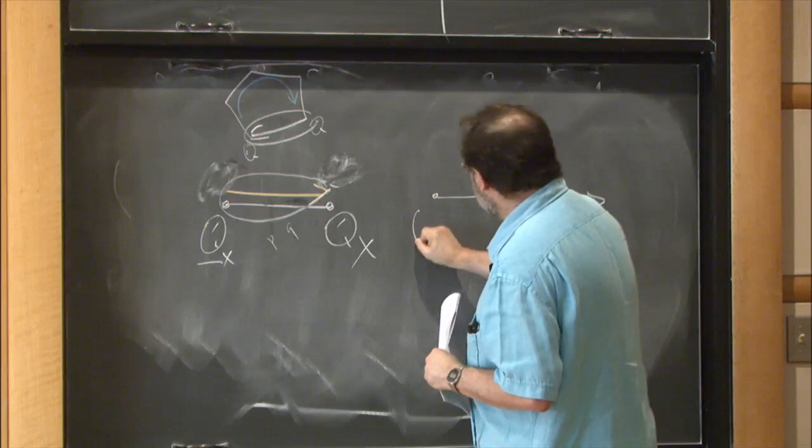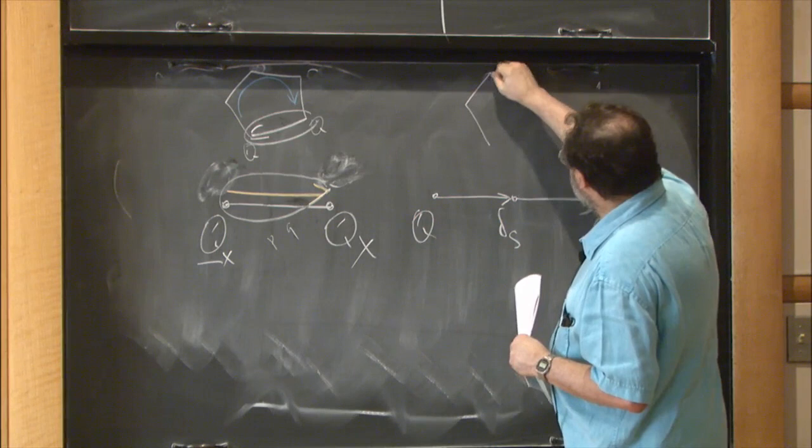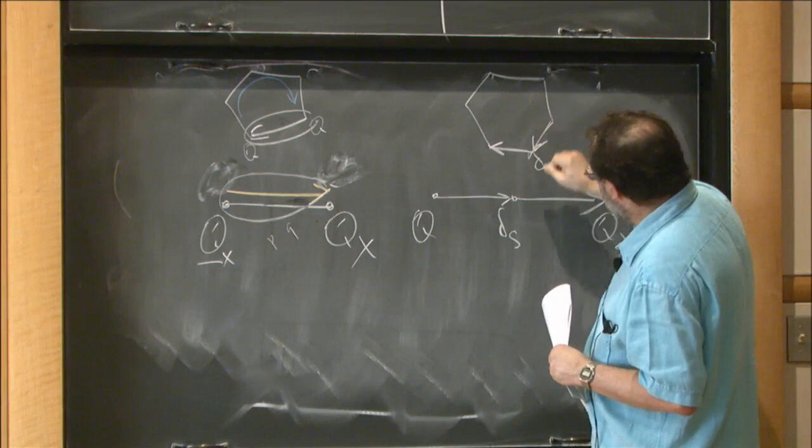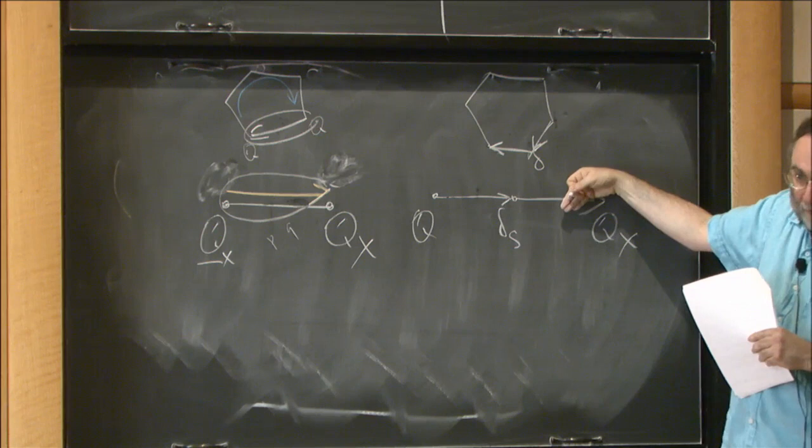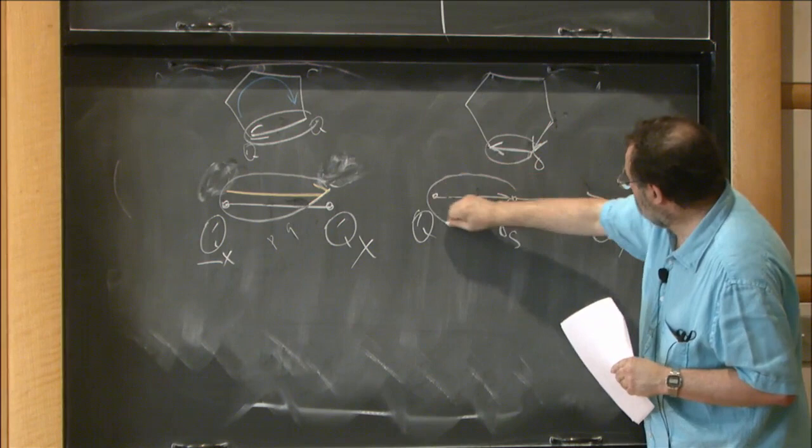So we have here q, delta s, and q. And again, you take your polygon, but now you have to take delta here. Now it comes with two arrows going from q and q here. And now you have to pair this with that, or you pair this with that. You have two options.